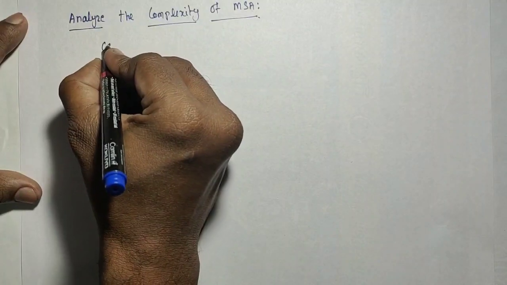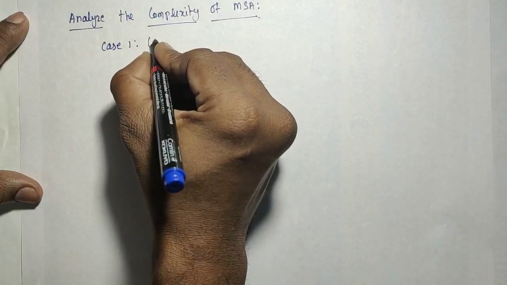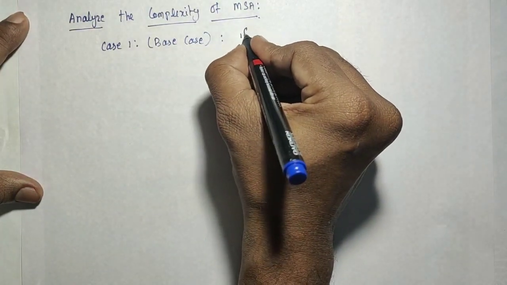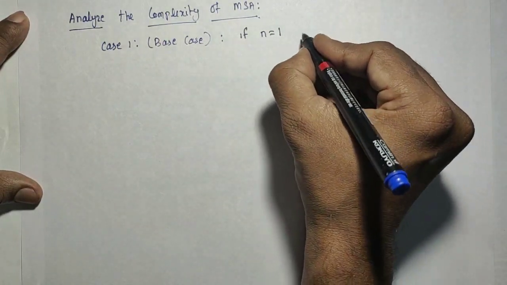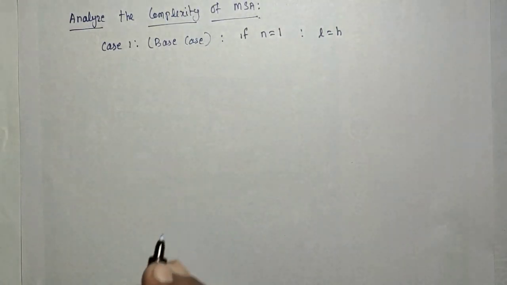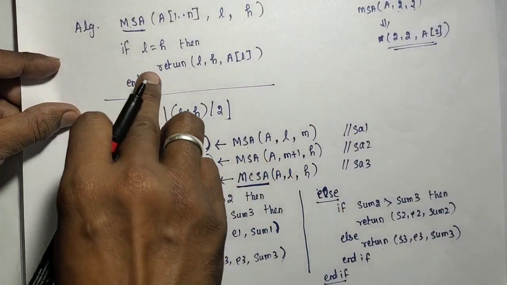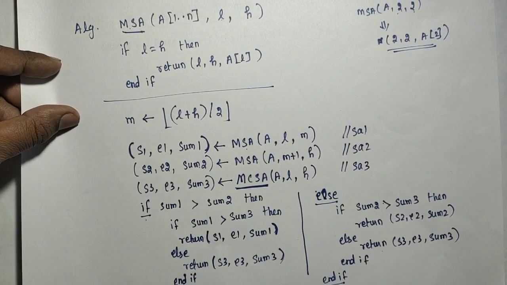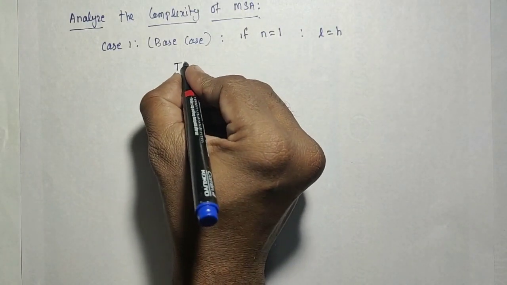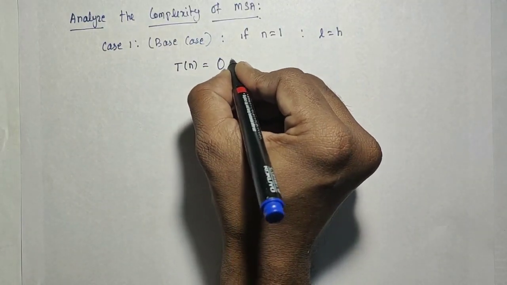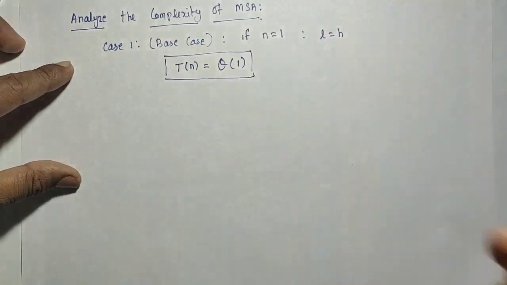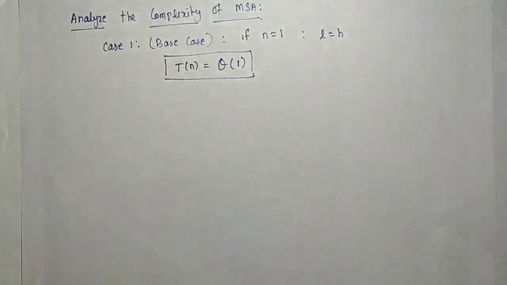Case 1 is called the base case. If N equals 1, it means that L equals H. In that case, the complexity of the algorithm is only one statement. It is going to just return it. So it is a constant complexity, that is O of 1. So in this case T of N equals O of 1, or Theta of 1. So this is the base case complexity. Easily we can write it: if N equals 1, this is the complexity.